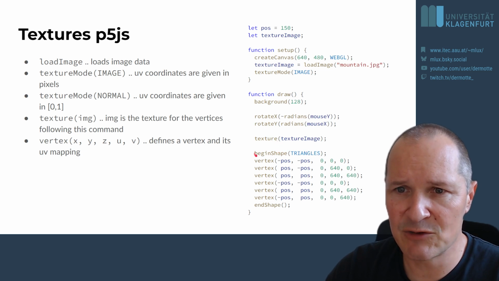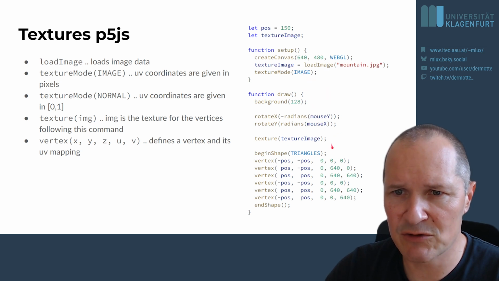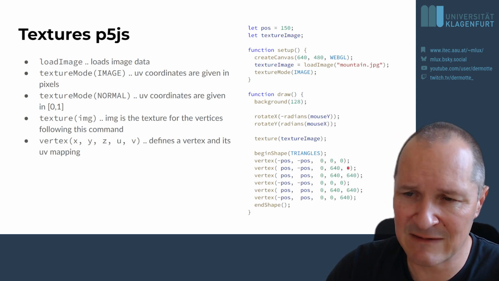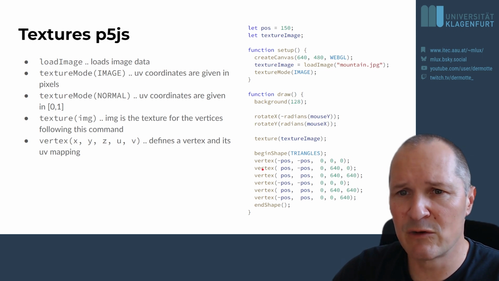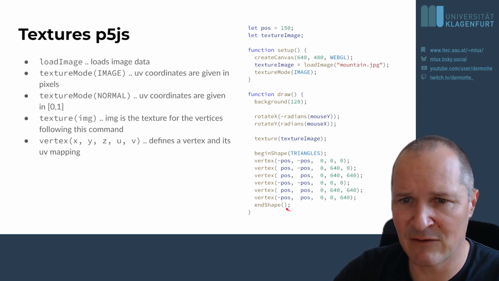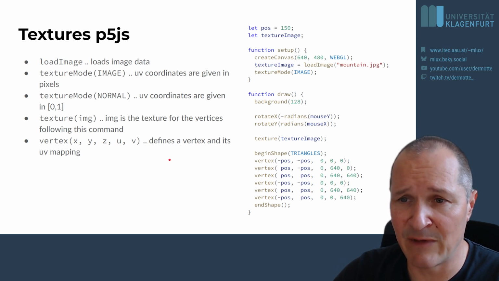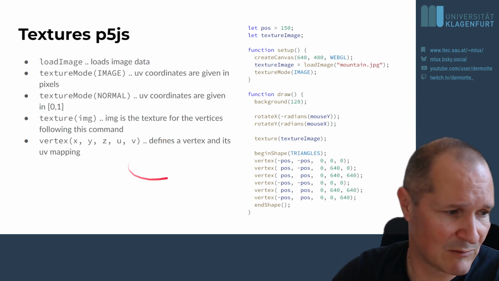And in the draw function, we just say that we have the texture in place here, and then we say begin shape. We make a few triangles. In this case, we make triangles. And with these coordinates, we map the texture in texture mode image. 0, 0 would be mapped to this vertex. 640, 0 would be mapped to this vertex, and so on and so on. With end shape, we have defined the vertices, and we have mapped the vertices to the texture image.